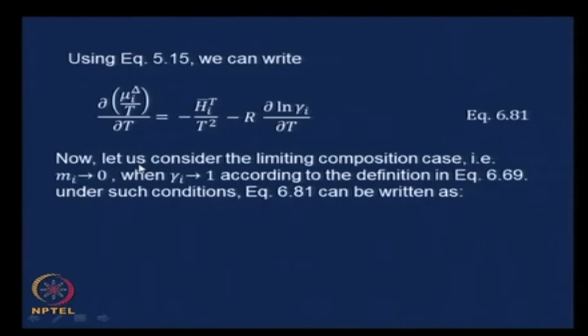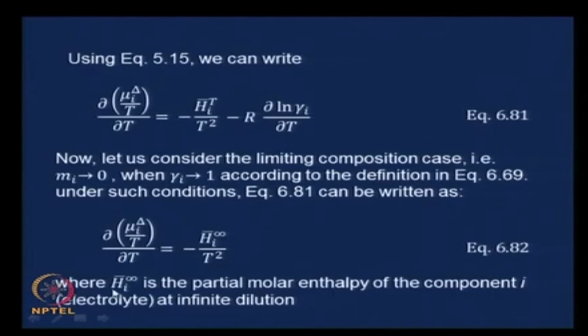And now let us consider the limiting composition case, that is m_i tending to 0 when γ_i tends to 1, and according to the definition given in 669, under such conditions equation 681 can be written as ∂/∂T of μ_i^Δ/T equals minus H_i at infinite dilution, m_i tending to 0, H_i^∞# the partial molar value at infinite dilution divided by T squared, equation 682, where this is actually called the partial molar enthalpy of component i, the electrolyte at infinite dilution.